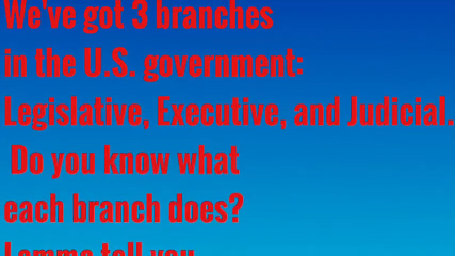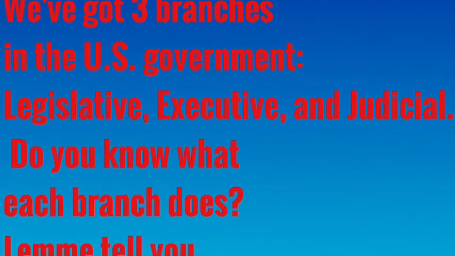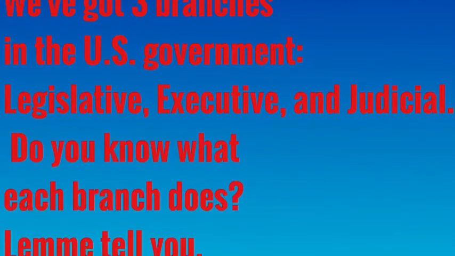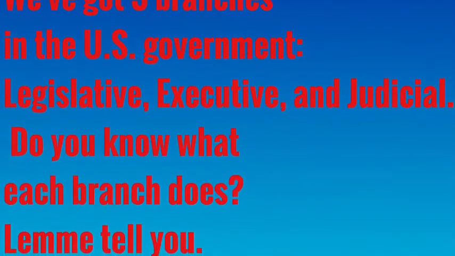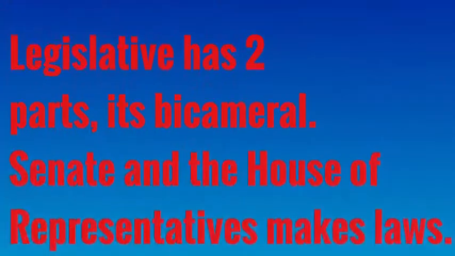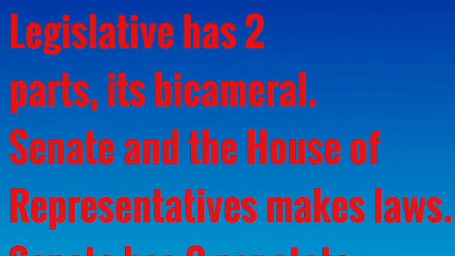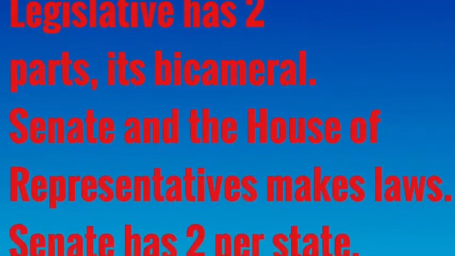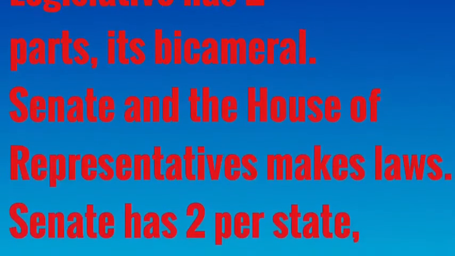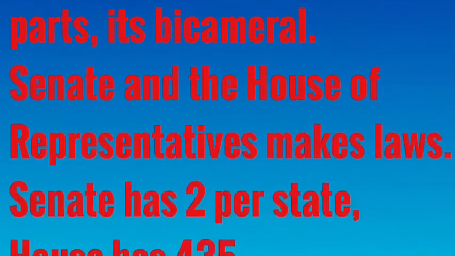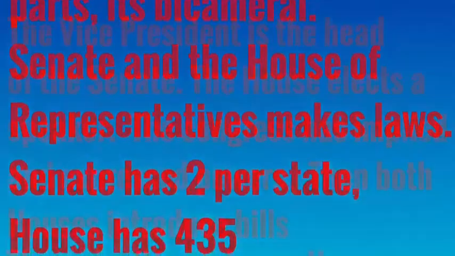We've got three branches in the U.S. government: legislative, executive, and judicial. Do you know what each branch does? Well, let me tell you. Legislative has two parts. It's bicameral. Senate and the House of Representatives make laws. Senate has 2 per state. House has 435.